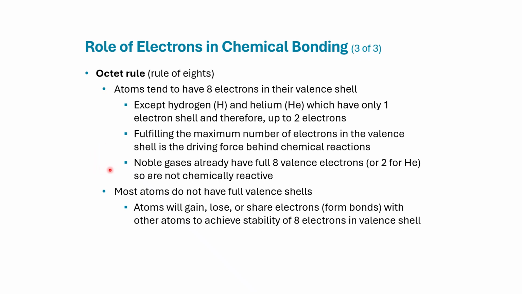An example of the stable ones are the noble gases. They already have 8 valence electrons, so they're not chemically reactive. So when we say stable, that would be chemically inactive. Unstable would be chemically reactive. Most atoms don't have full valence shells. So most of the atoms are going to want to gain or lose or share electrons and form bonds. They do that so that they can either take electrons from another one or give electrons so that they get back down to a full valence shell. So the goal to be stable is to have a full valence shell.